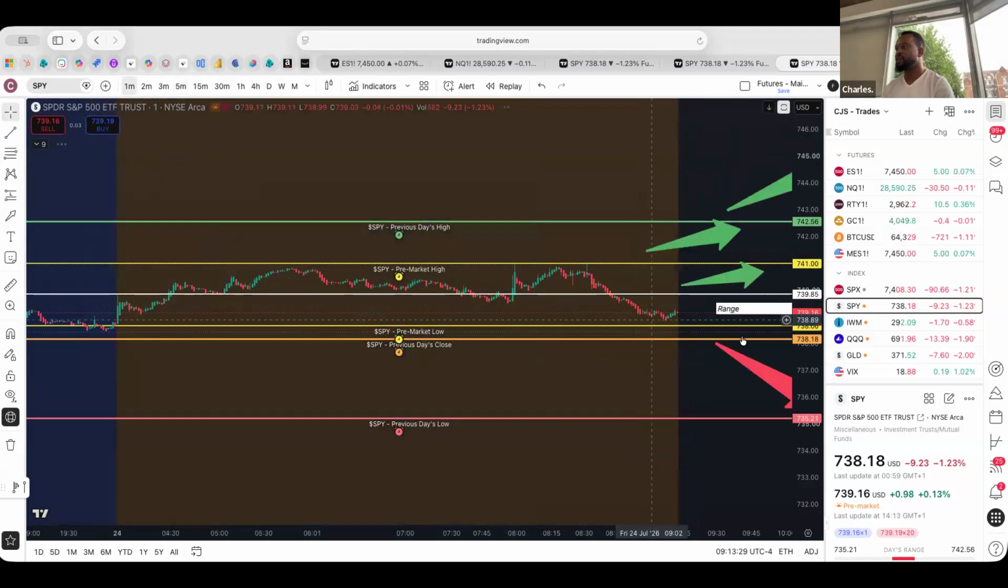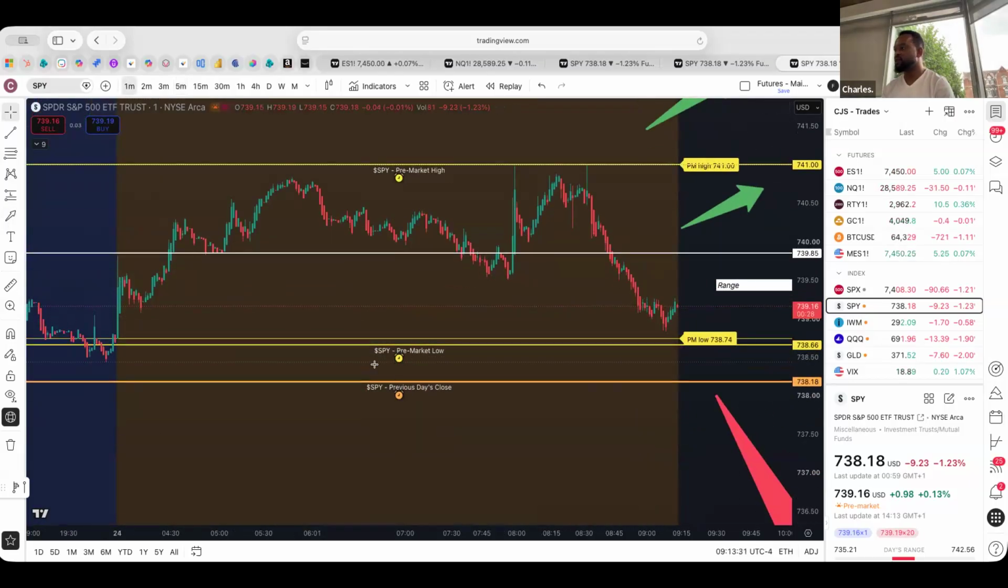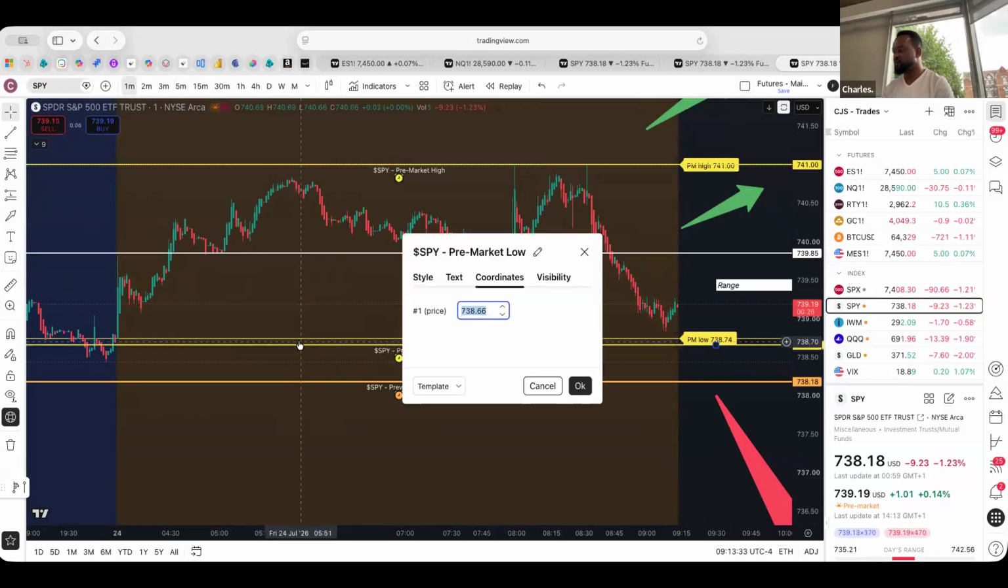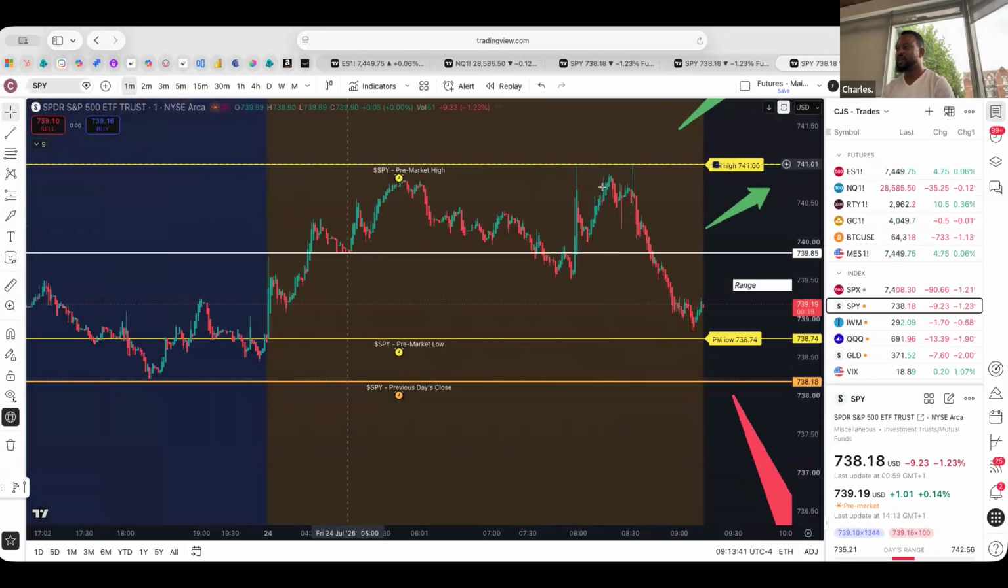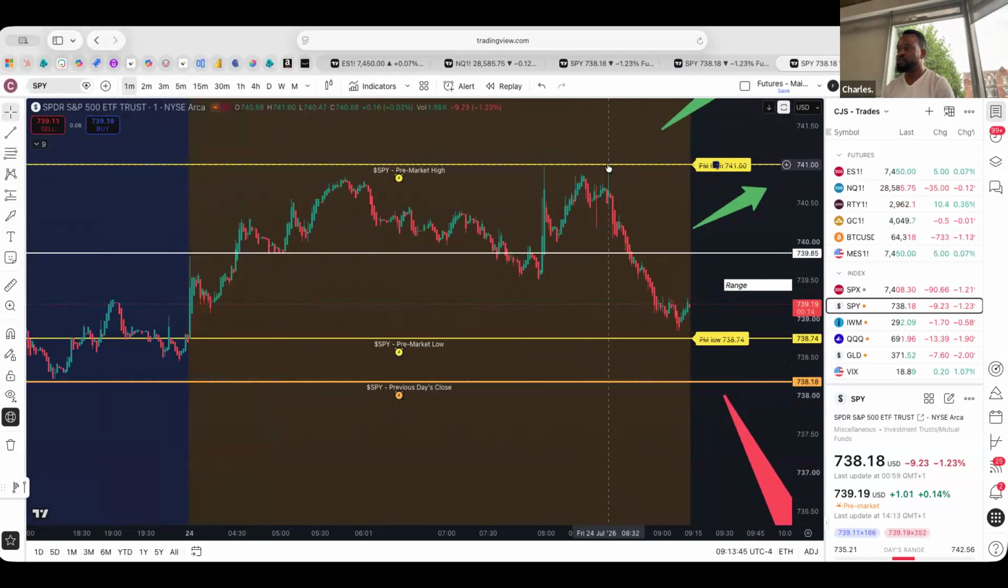Let me confirm that these lines are correct because I moved, there we go. I know this line moved a little bit. 738.74 on the 1 minute time frame, you can see pre-market high. Pre-market high is the highest level that price touched in this brown background, which is this line here. Pre-market low is the lowest level, which is the bottom of the first candle.